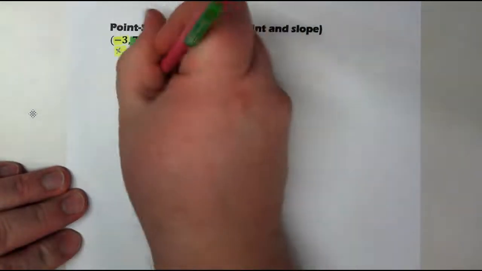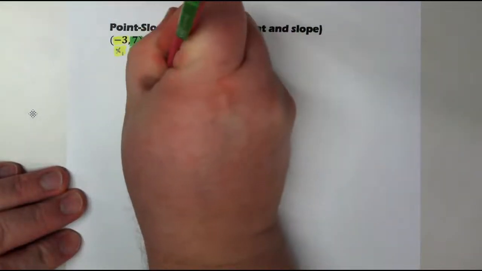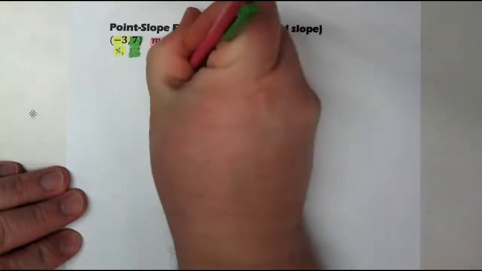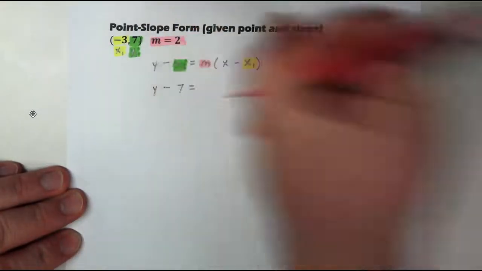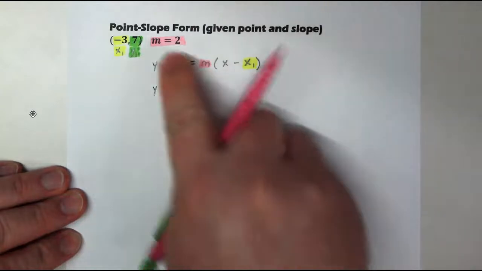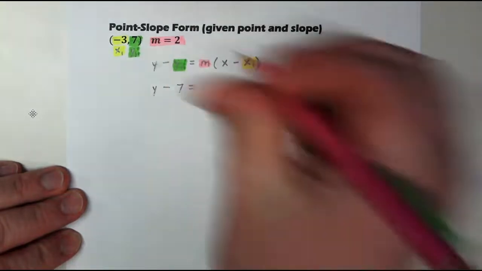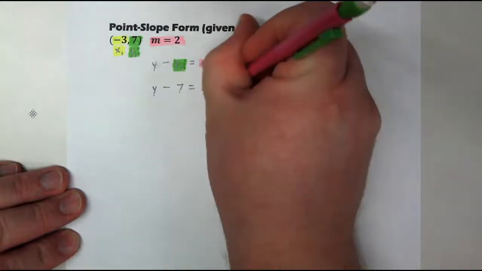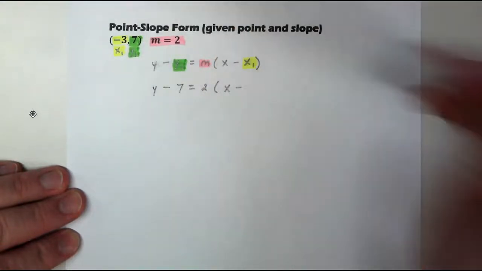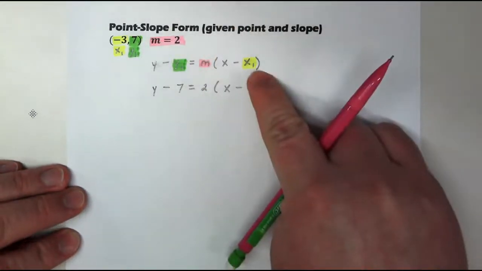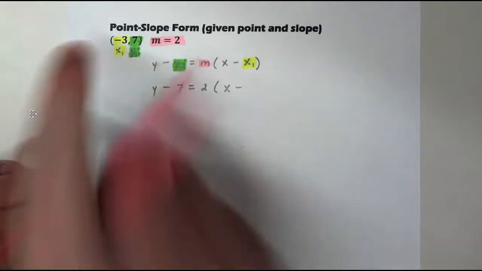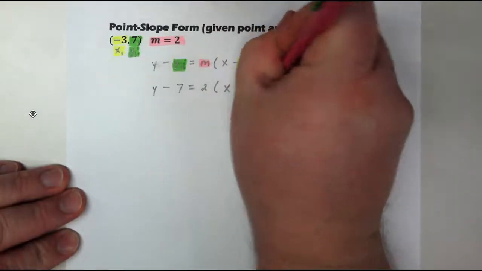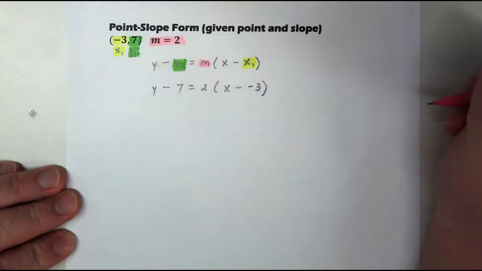So all we do is we substitute the values into their different colors, and we should be good to go. So we have y minus y1, which is 7, equals m, so m, the value is 2, times the quantity of x minus x1, which is yellow, x1 was negative 3. So this is our point-slope form.